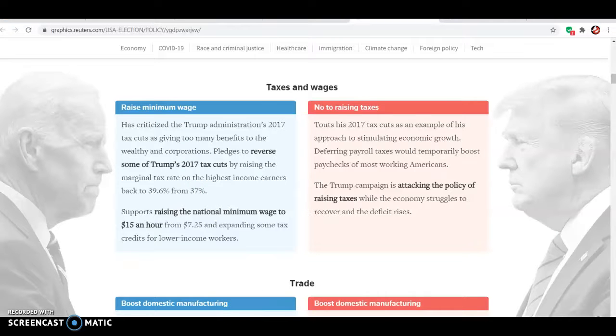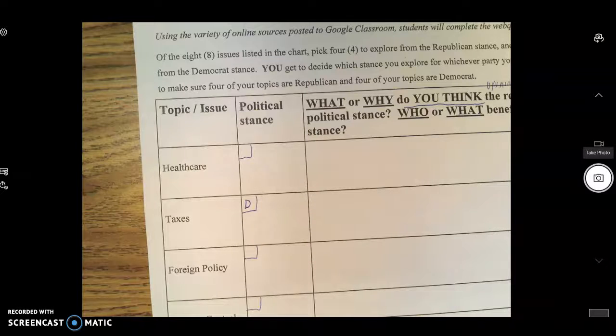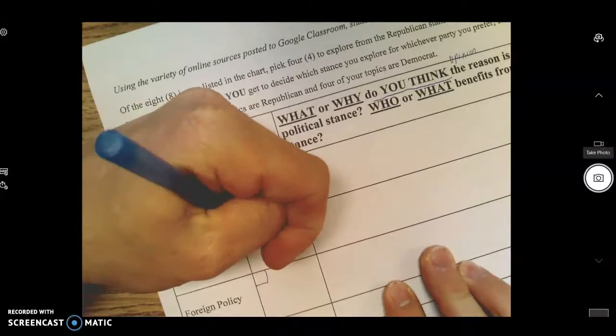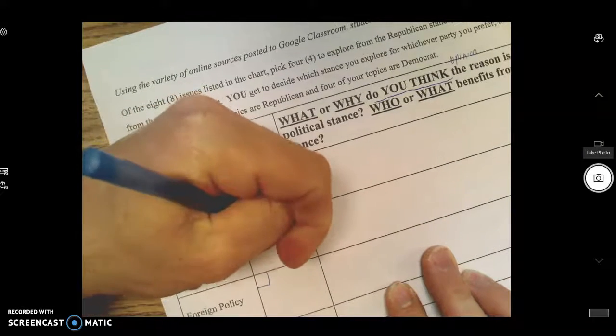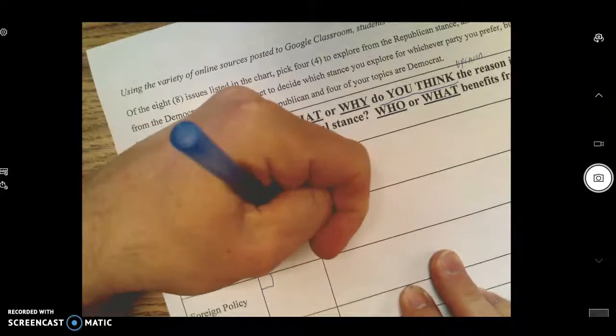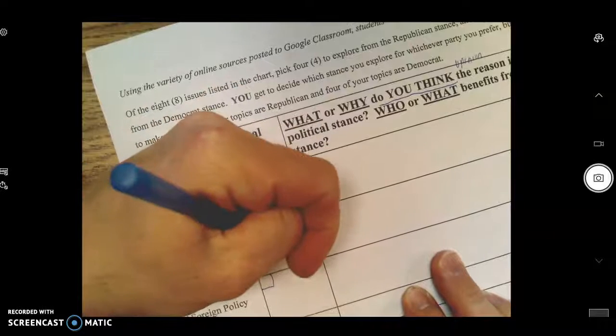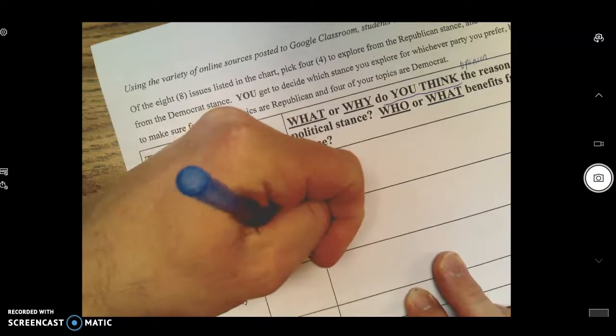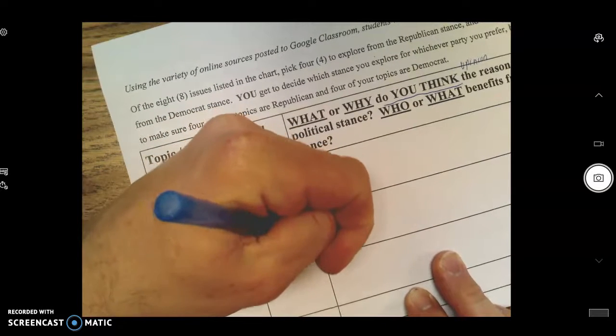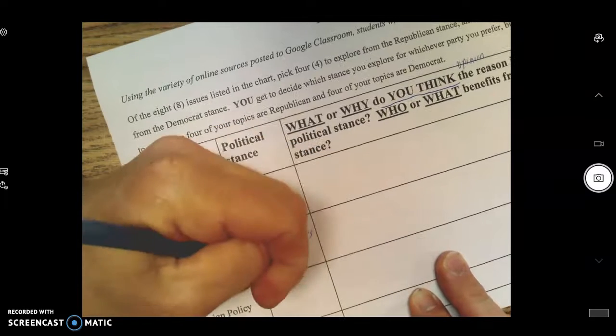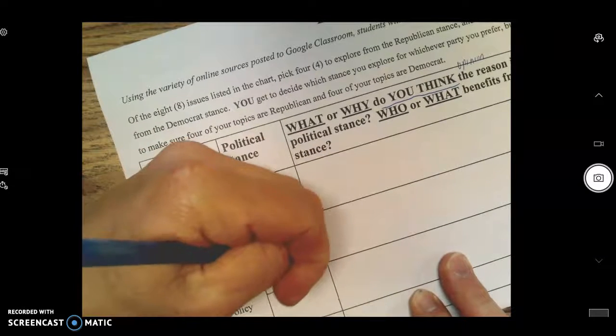So check this out. What I'm going to do is right here. All right, nice and small. Wants to cut Trump's 2017 tax cut.